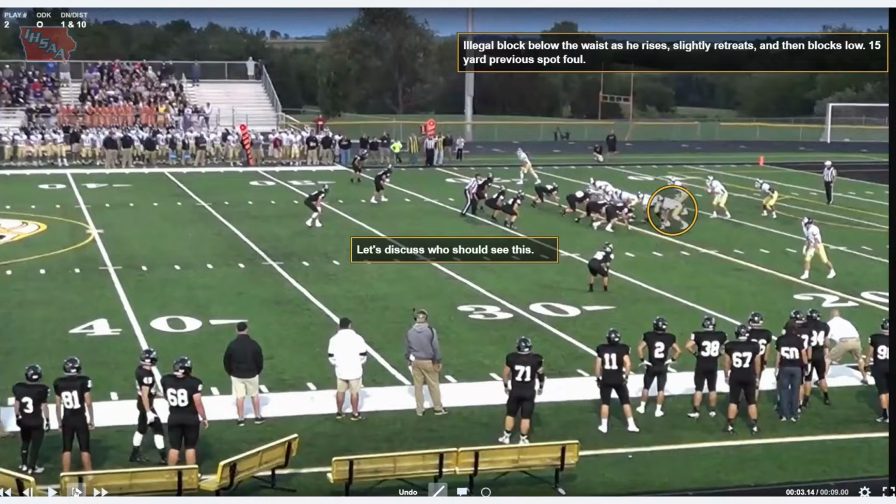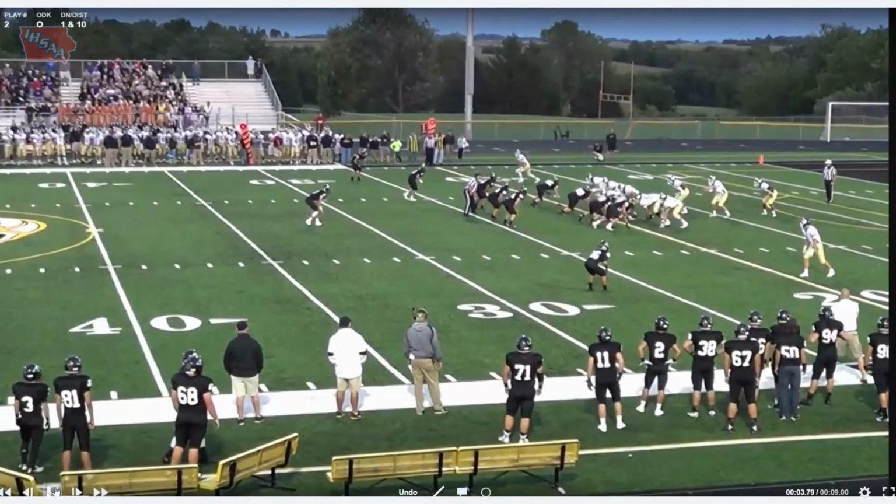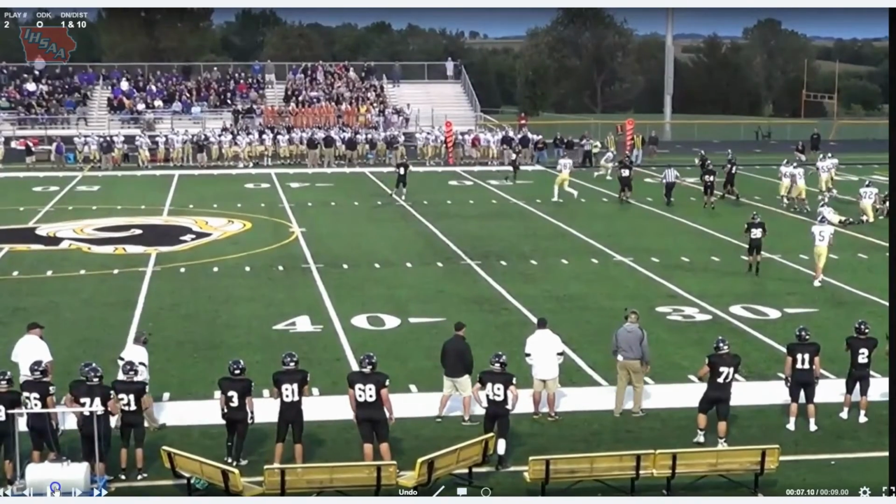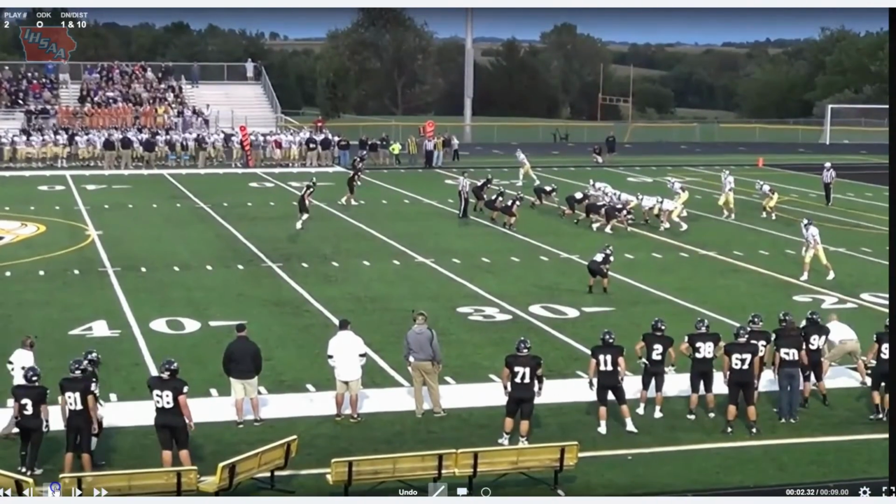So let's talk about who should see this. We've got a tight end over here. So we've got 2x1, so tight end. So we know our back judge is going to be looking here. And so our back judge is going to have the outside guy. Let's run this play through. Okay. So let's go back now. Take a look.